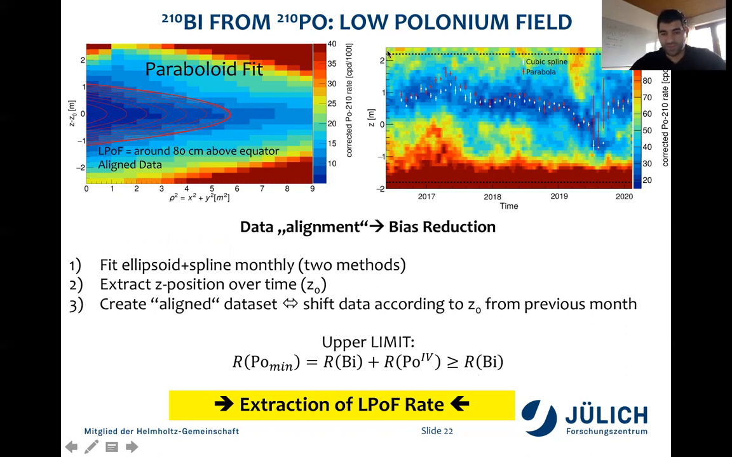So the Z distribution over time is shown on this plot here. You can see here the development of the low polonium field.